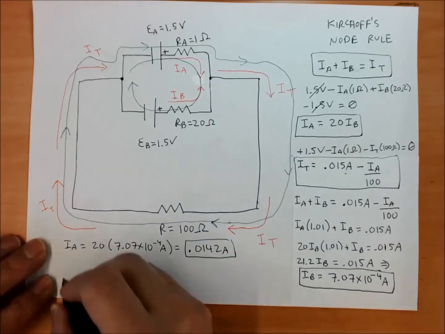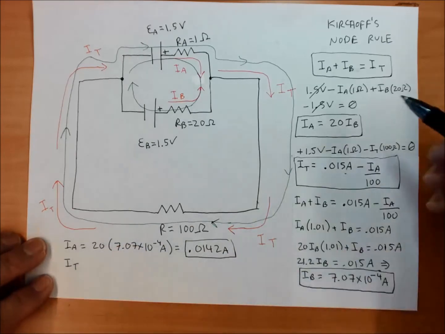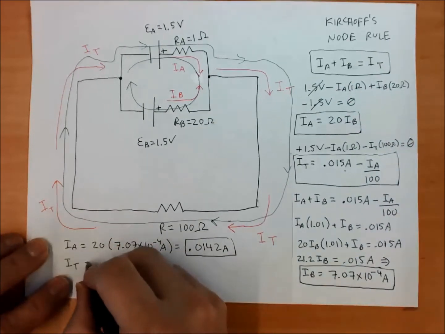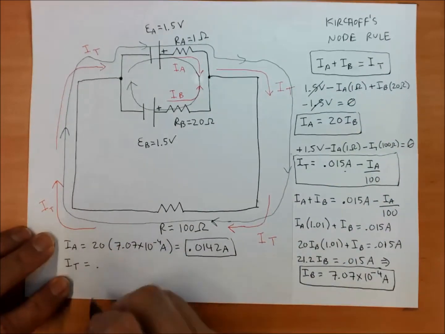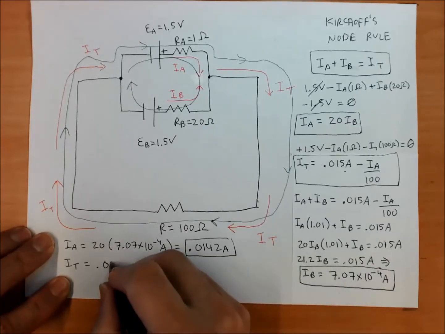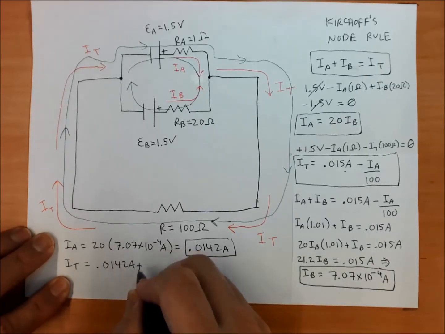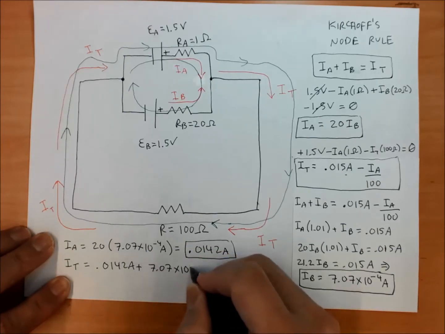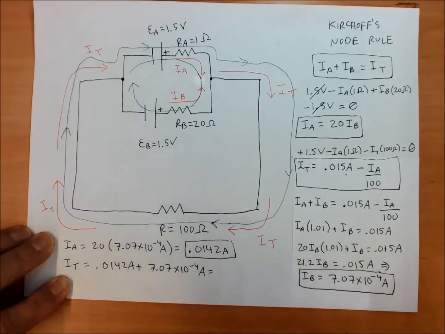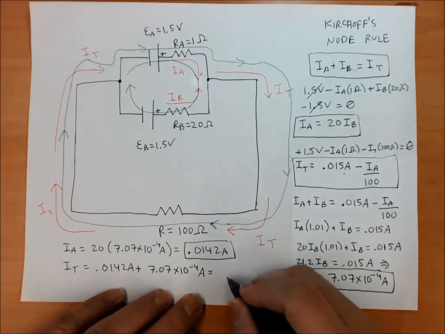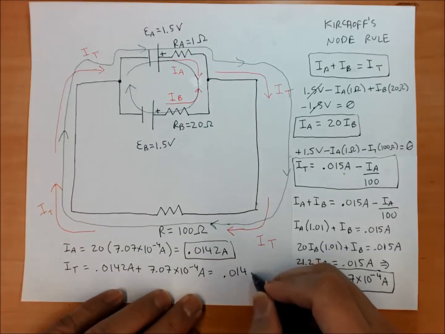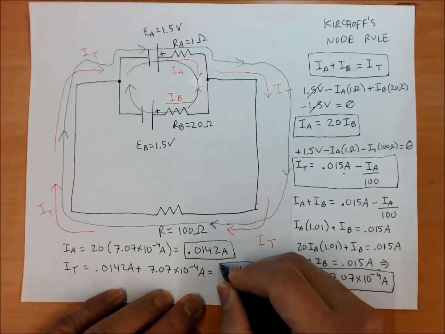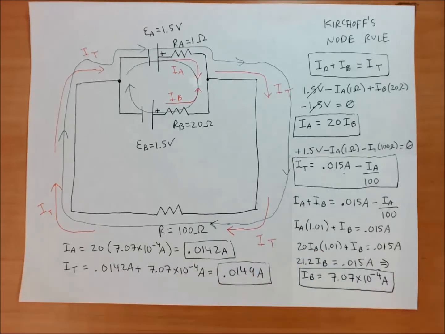And finally, I know that I total is going to be the sum of I sub A plus I sub B, which is going to be 0.0142 amps plus 7.07 times 10 to the minus 4 amps. And I add those two together and I get 0.0149 amps, and that becomes my I total.